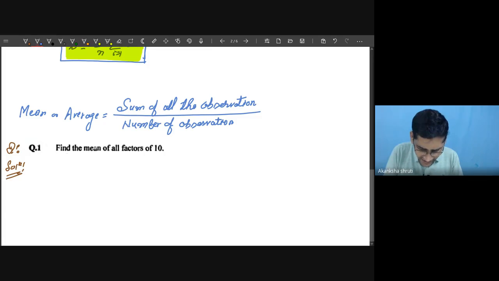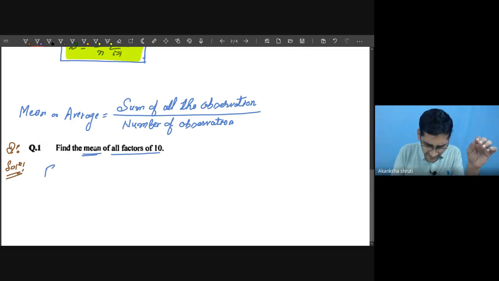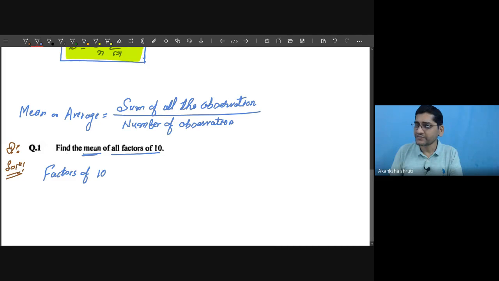What is required is the mean. But the mean of which one? Of 10. So first go for writing all factors of 10. How do we get the factors of 10? Keep in mind, here factors of 10 means what shall we take, the prime factors of 10 or all possible factors of 10? So go for factorizing this 10.